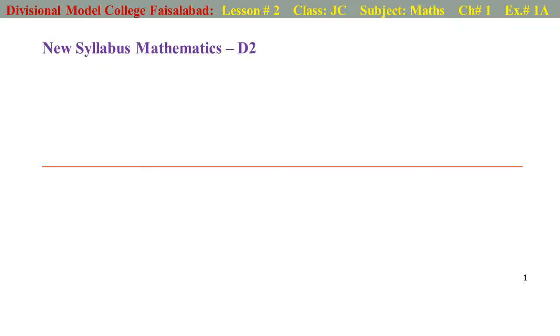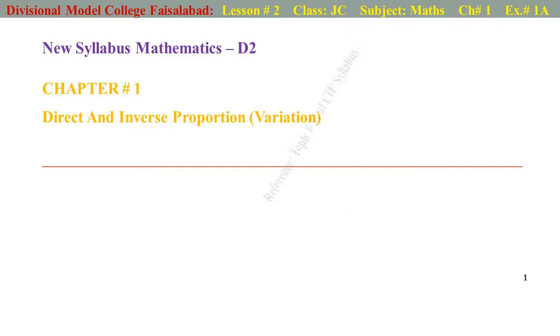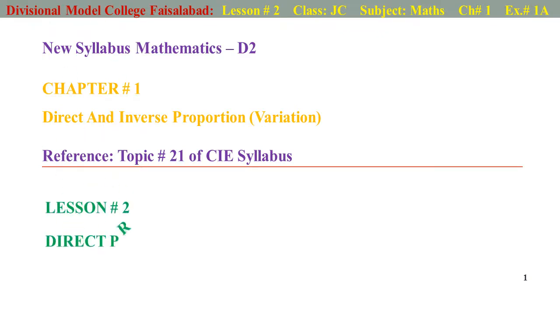Let's begin our new syllabus Mathematics Book 2 and start with chapter number 1, which is direct and inverse proportion or variation. The reference of this topic is at number 21 of CIE syllabus. Today is our lesson number 2. In this lesson we will study direct proportion or direct variation.